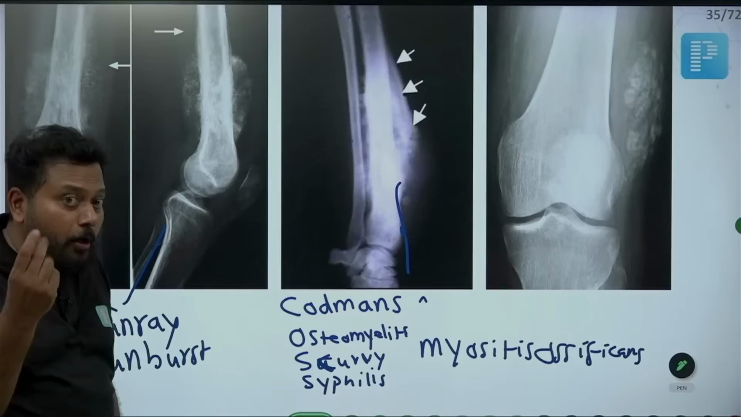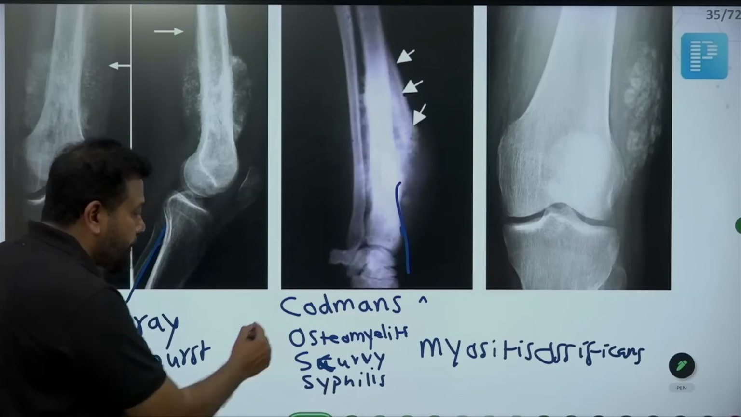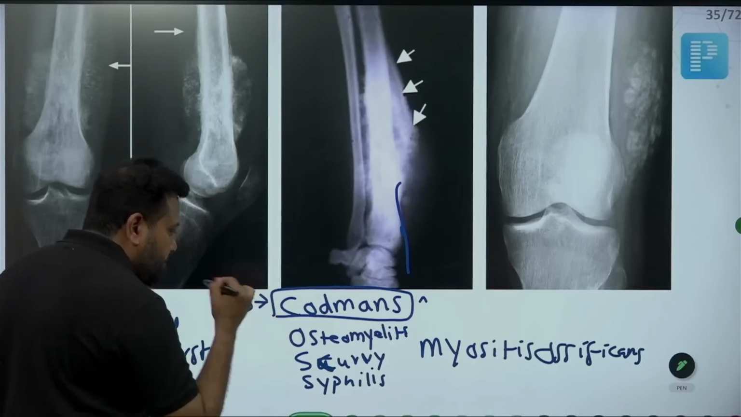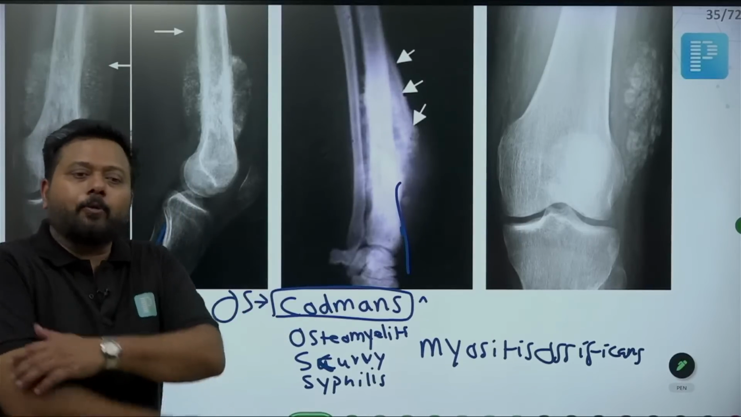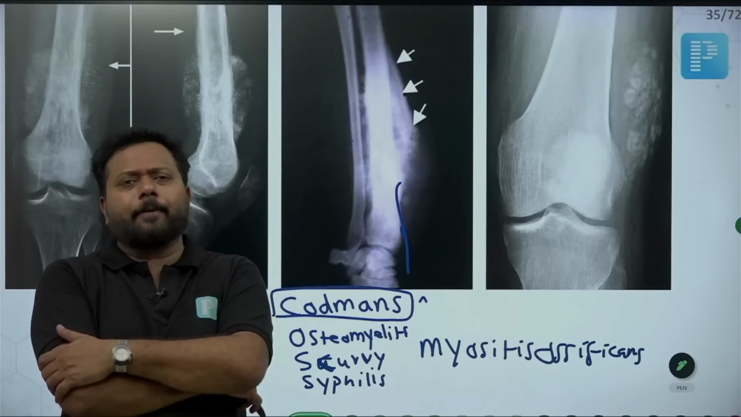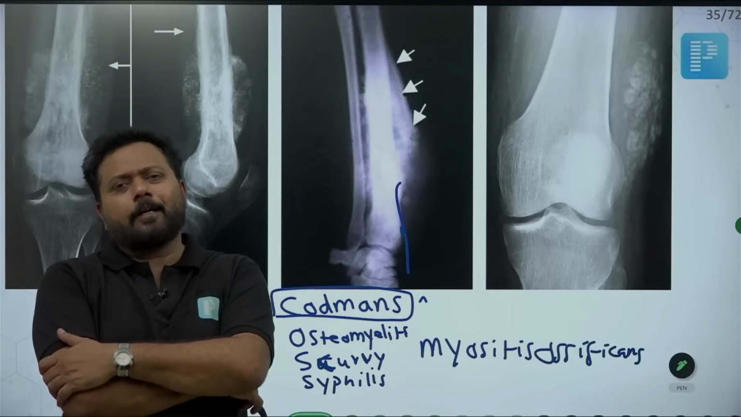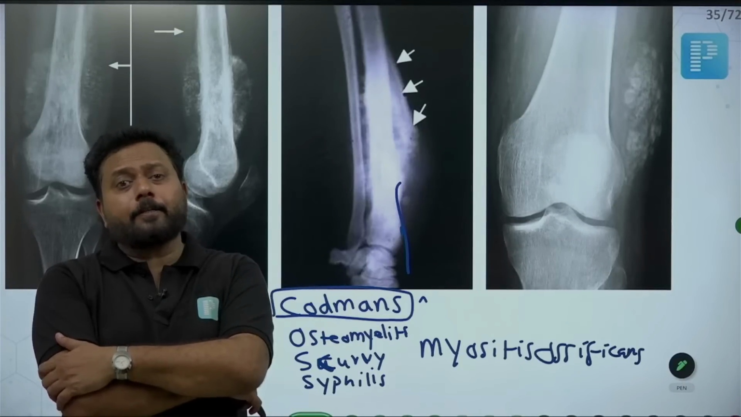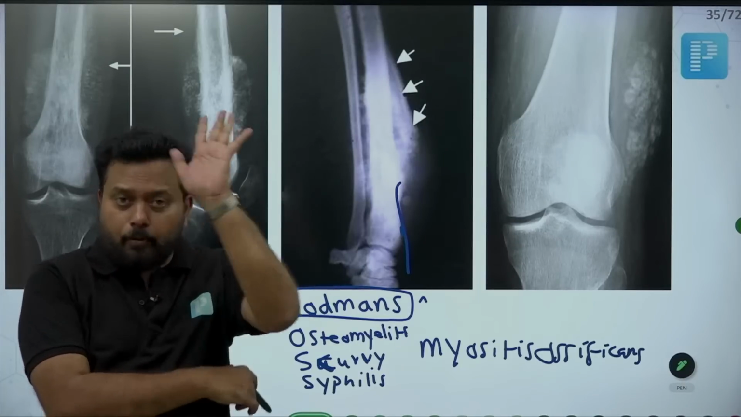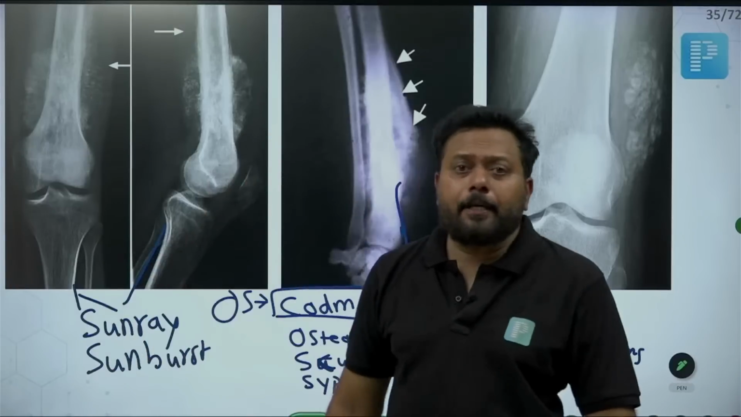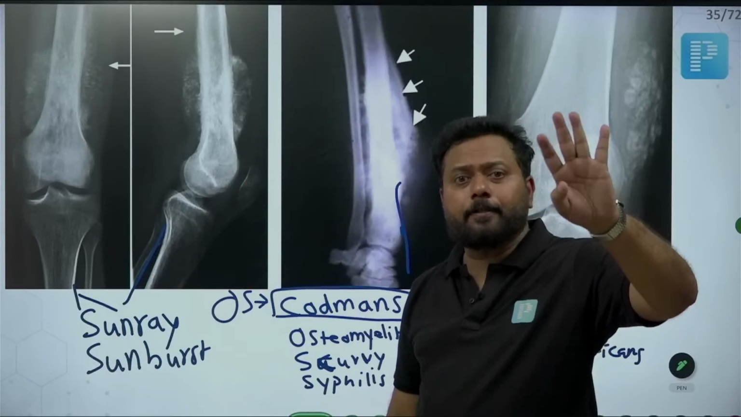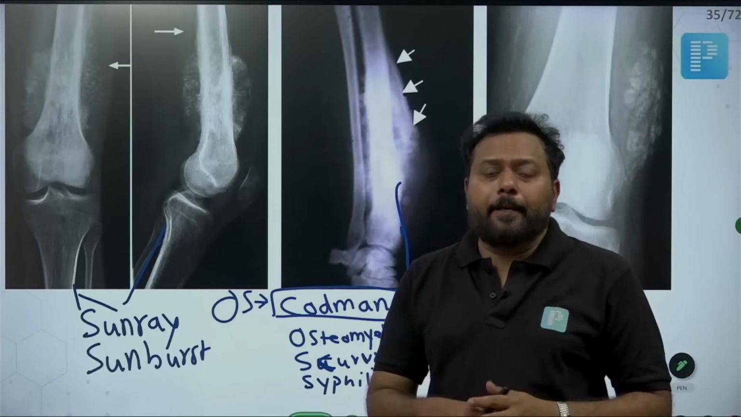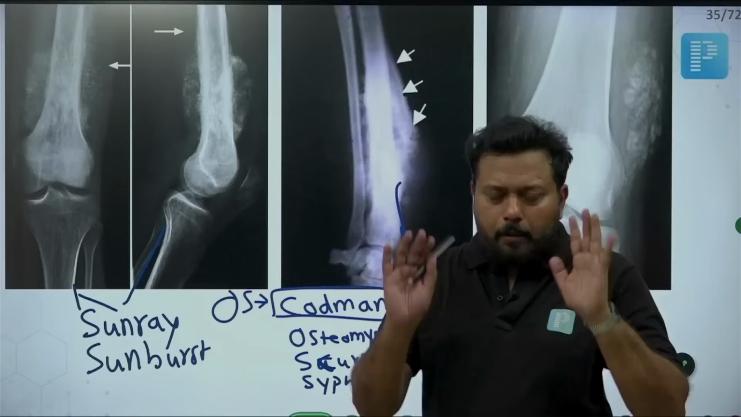But the word Codman's triangle is reserved only for periosteal reaction caused by osteogenic sarcoma. This is the point I want to stress. It is like your evening rise of temperature, dear friends. Evening rise of temperature happens in all fevers, viral fever, bacterial illness, wherever it is. But the term evening rise of temperature is somehow reserved for tuberculosis. Yes or no? Like that, periosteal reaction can happen in osteomyelitis, scurvy, syphilis, myositis ossificans, osteogenic sarcoma. 5 conditions. The periosteal reaction caused by osteogenic sarcoma is called Codman's triangle.